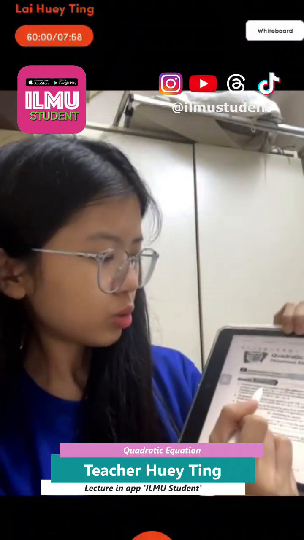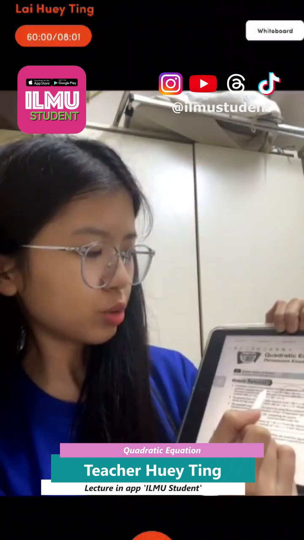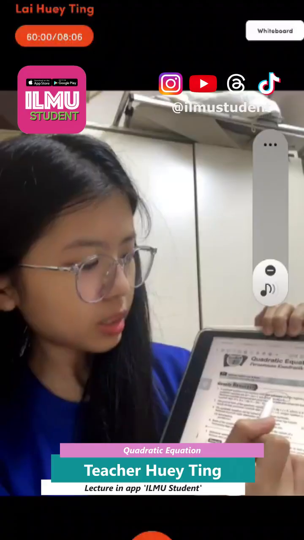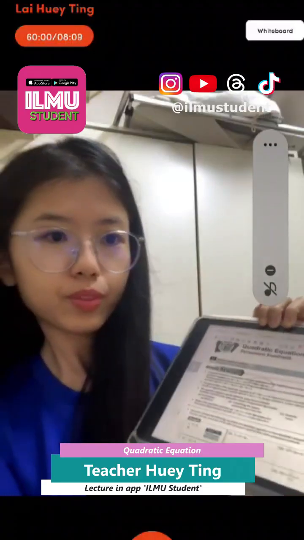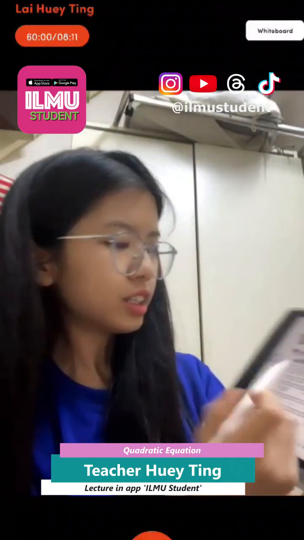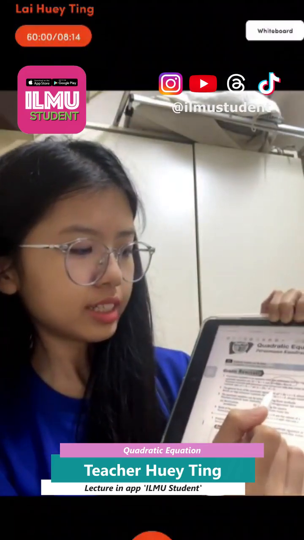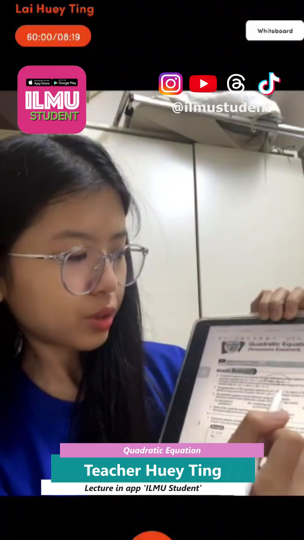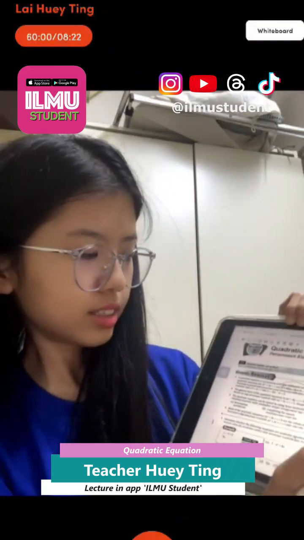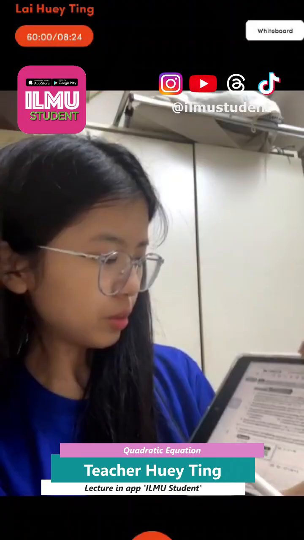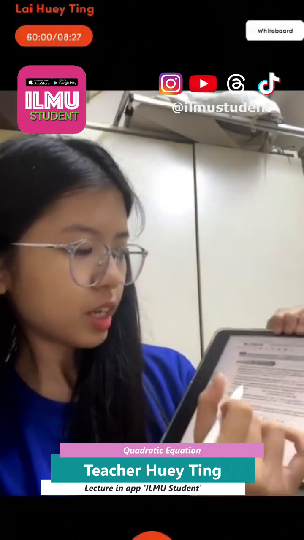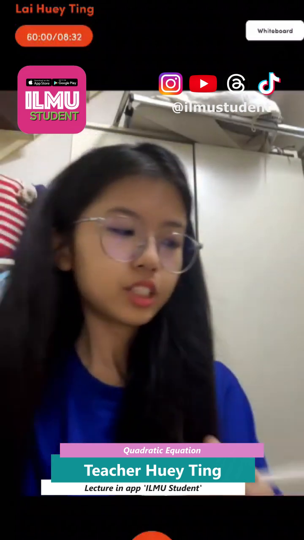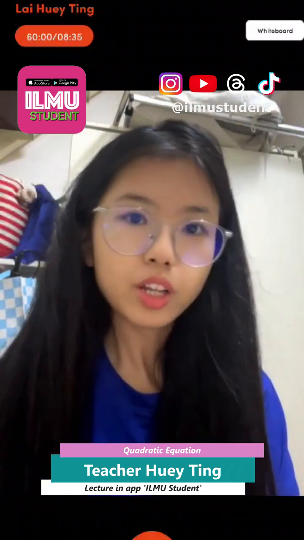So first, like 2x squared plus 3x equal to 1, and also the bracket x plus 5 and bracket x minus 4 equal to 0. So we can see that the general form of the quadratic equation is ax squared plus bx plus c equal to 0, where a, b, c are the constants. Next, we want to know the quadratic equation can be solved by 3 methods, which is factorization, completing the square, and also the formula.